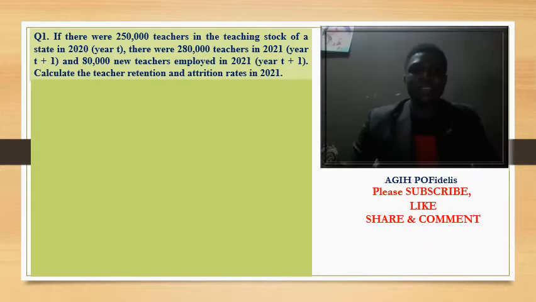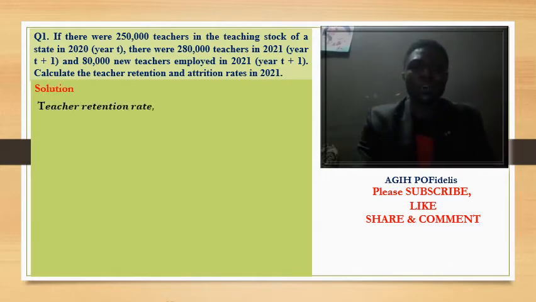All right, let's resolve the question together. We have in the question the total number of teachers in stock, 250,000. The number of teachers in the new academic year is 280,000, and then we have the newly employed teachers as 80,000.